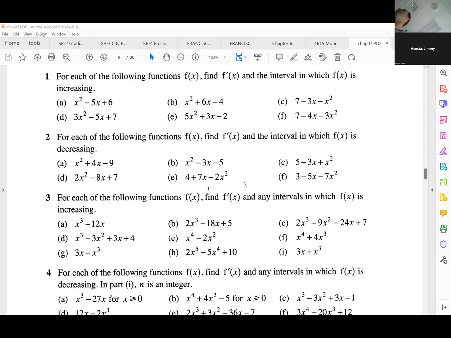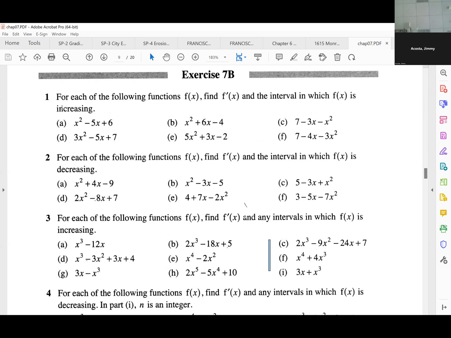No, it is new, but it's the same thing with derivatives. It's just applications of it. So if you take a look at the questions here, the first question says, for each of the following functions f of x, find f prime of x and the interval in which it is increasing. And then in part 2, it says the interval in which it is decreasing.